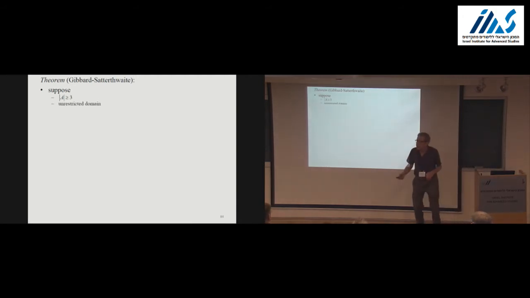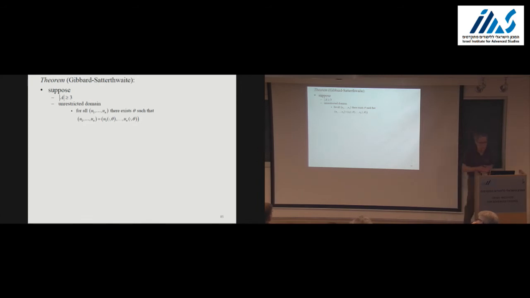There is an unrestricted domain of preferences, and what that means is that for any n-tuple of utility functions, there exists some state in which people actually have those utility functions. So no restrictions on preferences. The social choice rule is Pareto optimal. That is, if in a given state theta, everybody prefers A to B, then B cannot be the outcome.